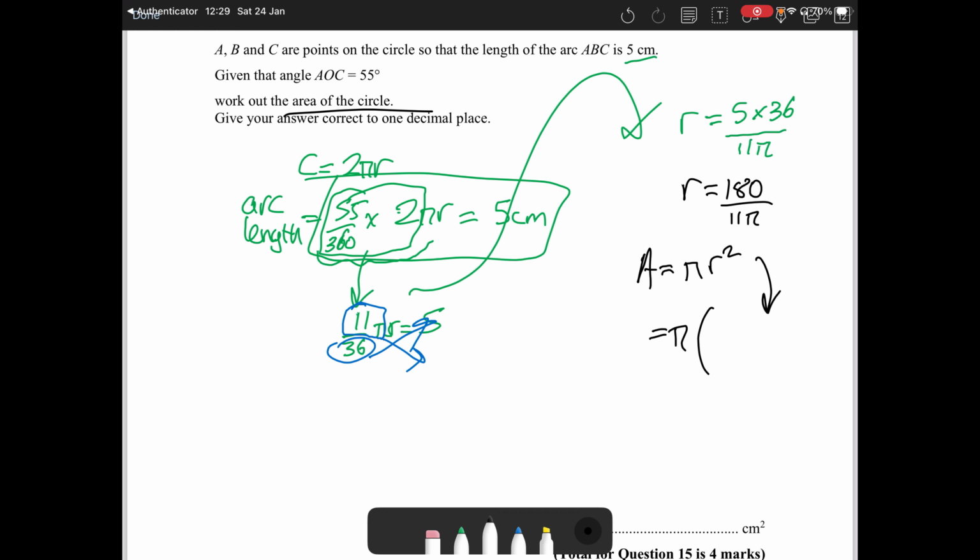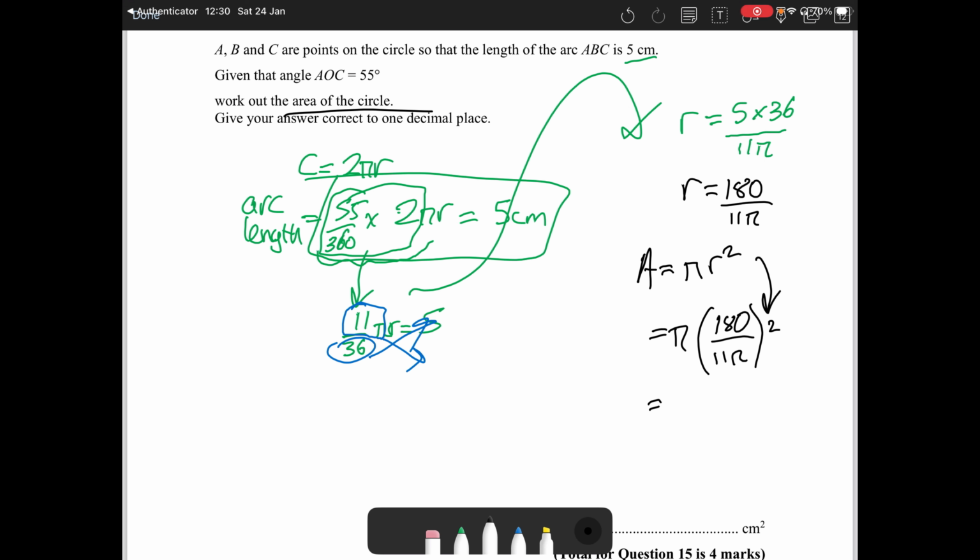Okay, right, look. We're now going to replace radius with that number. I use brackets. You should too. All squared. And we'll just give the answer to 1dp, right? So shift pi multiplied by, put in brackets, 180 over 11 pi, close brackets, and don't forget to square it.